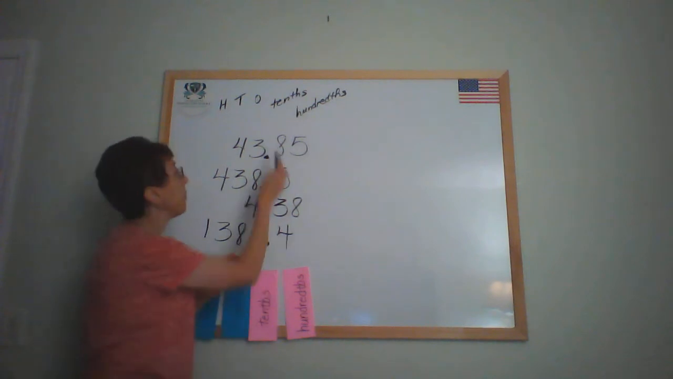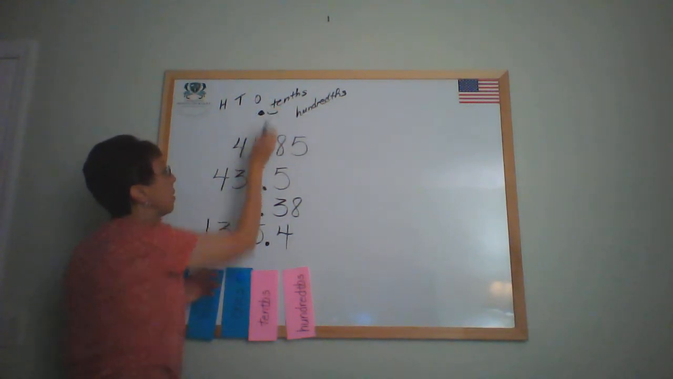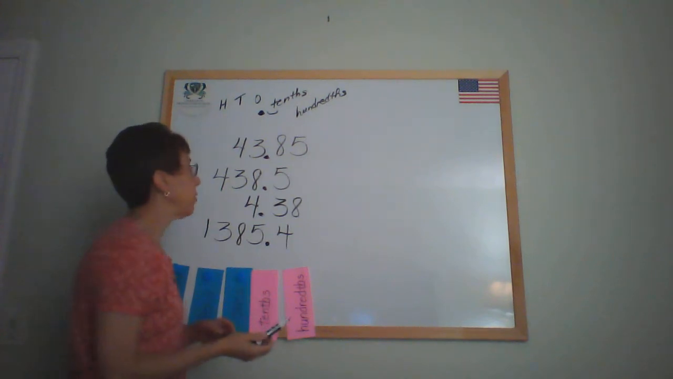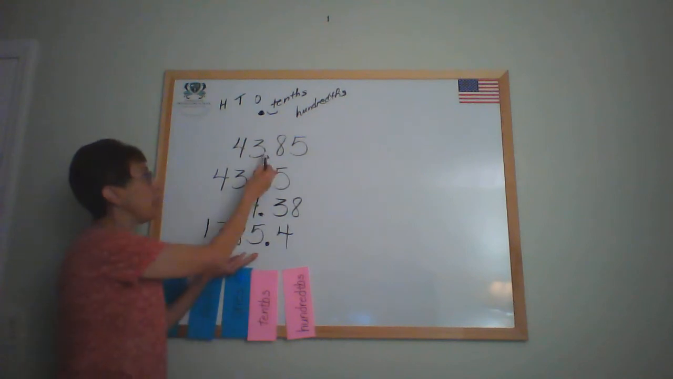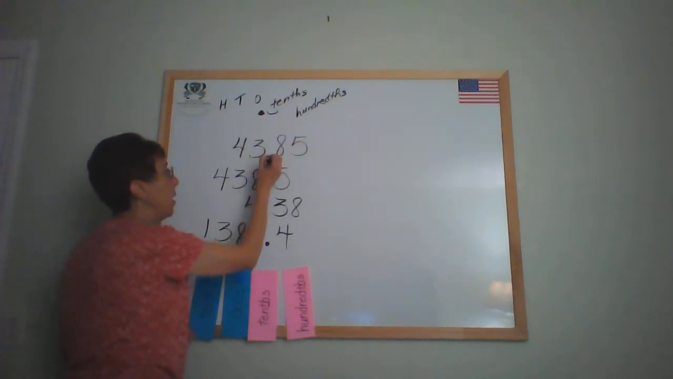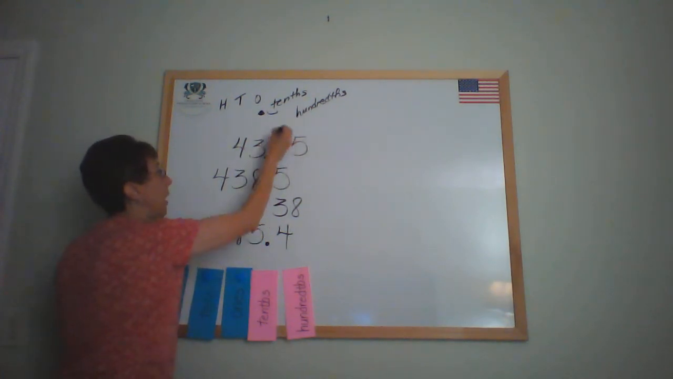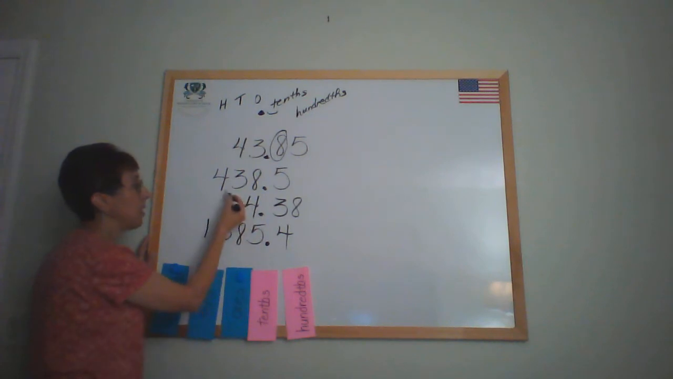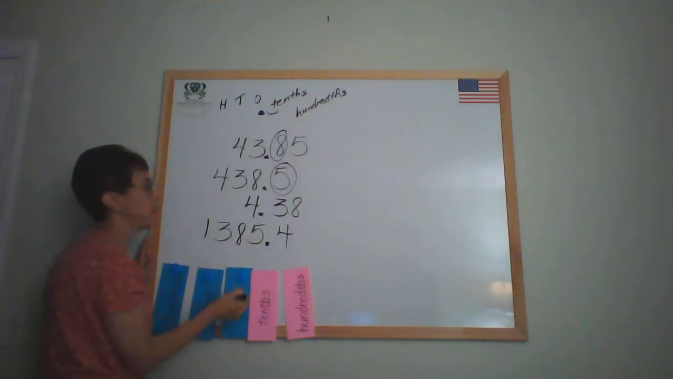Look at where your decimal point is in each of your numbers. You know the first place to the right of the decimal, that's where you find your tenths. So they're asking which digit is in the tenths place. So you're just going to look to the right of each decimal point. Okay, so here 43 and 85 hundredths. Okay, your 8 is in the tenths place. 438 and 5 tenths. 5 is in the tenths place.